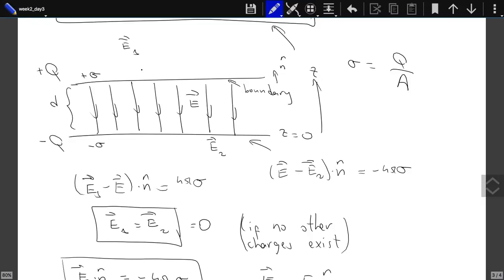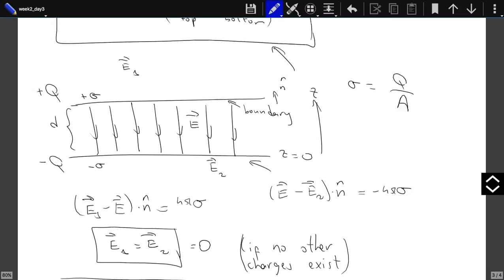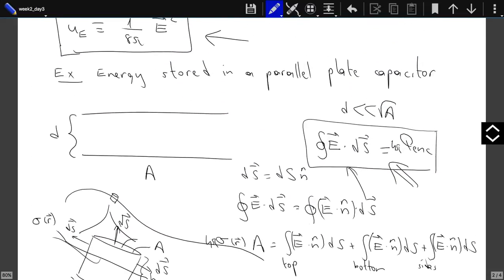So indirectly, we are already taking that effect into account. If I only have the plus sigma plate, it creates an electric field on both sides, not just one side. But again, the more important thing that you should understand is that the electric field in Gauss law is the electric field created by all the charges, not just the charges inside the surface. Whereas the surface integral only depends on the charges inside my surface. It doesn't depend on what charges I have out of my surface.